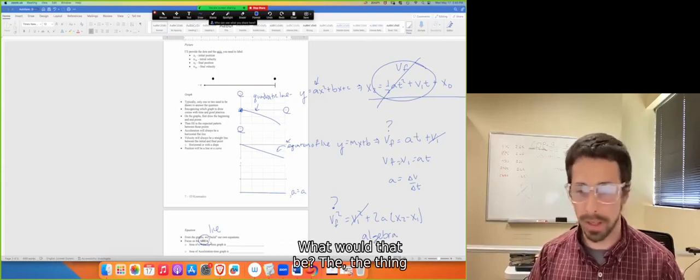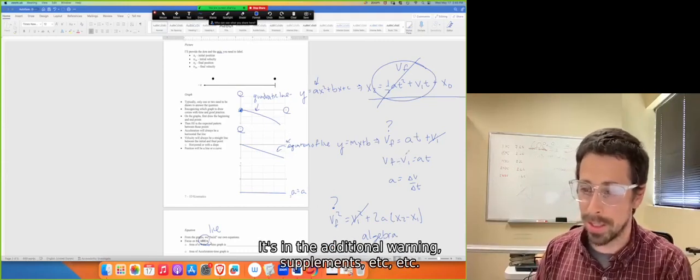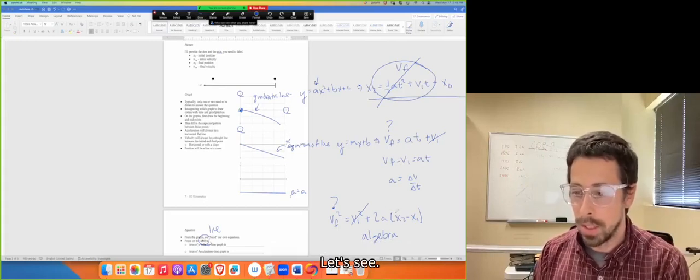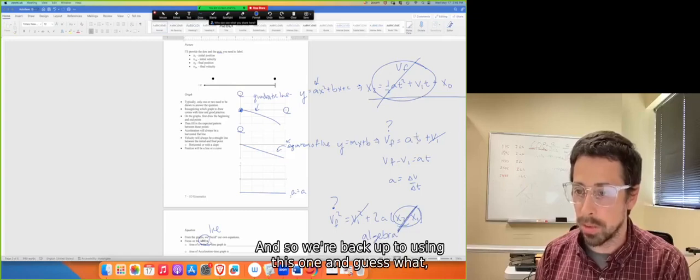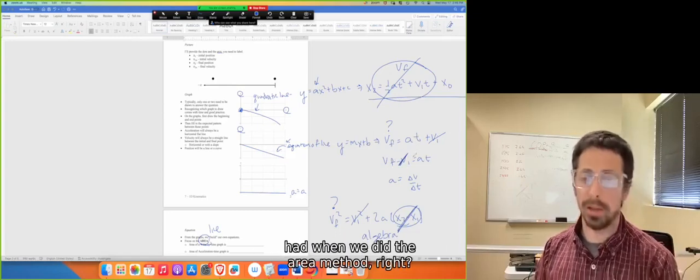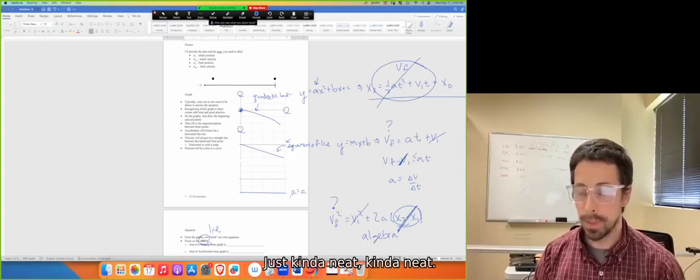What would that be? The thing I talked about earlier that talks about using the table method. It's in the additional learning supplements, etc. Let's see. This one can't work because we don't know what that displacement is, and so we're back up to using this one. And guess what? We end up with the exact same solution we had when we did the area method, which is kind of neat.